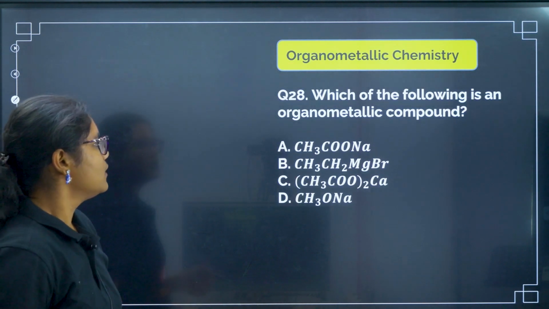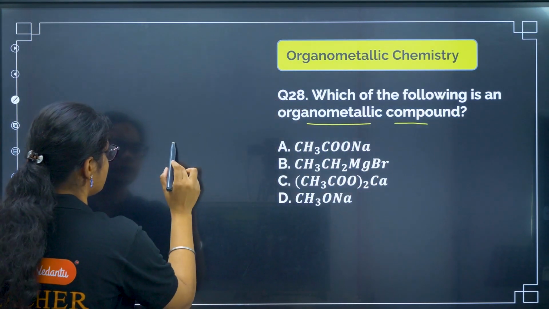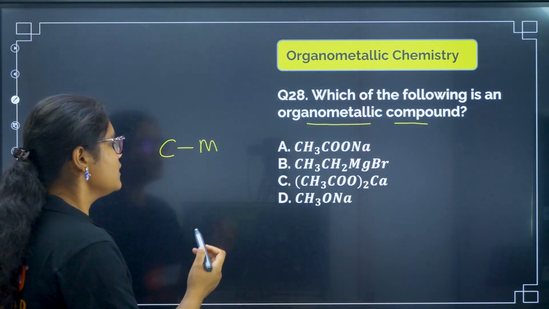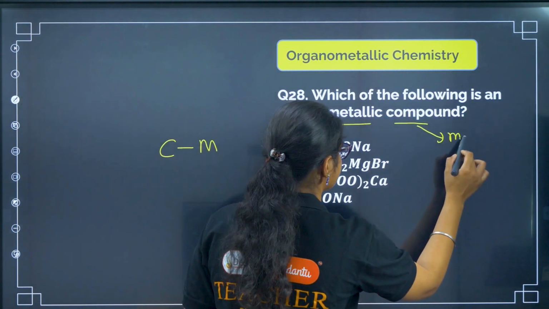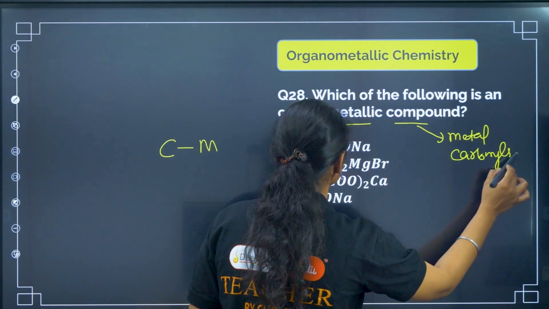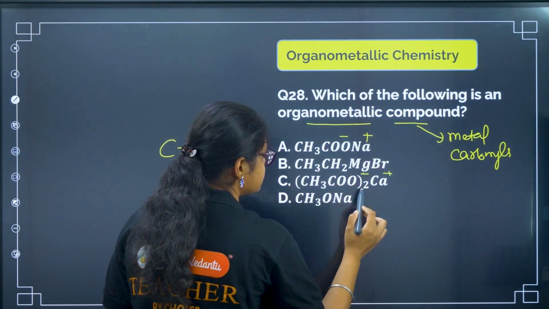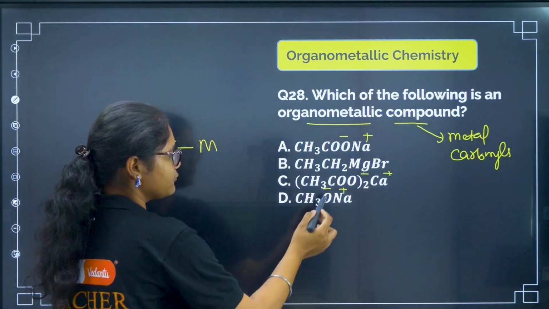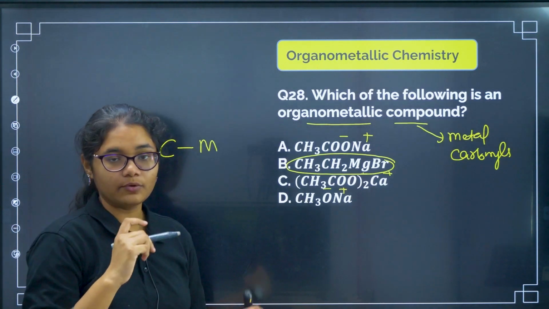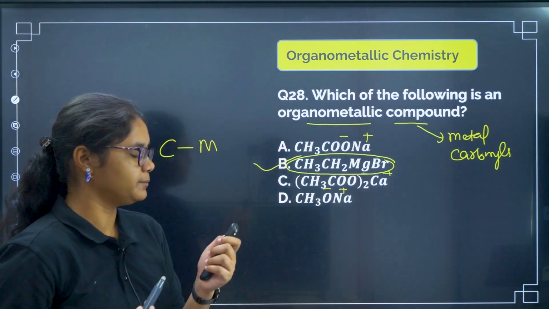Okay, next question, from organometallics. Which of the following is an organometallic compound? There should be a bond between an organic compound and a metal. Those compounds are called organometallic compounds. The example is your metal carbonyls, the biggest example of organometallic compounds. Now you can see here, these are ionic compounds, these are also ionic compounds, and this is also an ionic compound. But this one is not an ionic compound. This is your Grignard reagent, if you know. Grignard reagents are organometallic compounds. The correct answer for this question is option B.